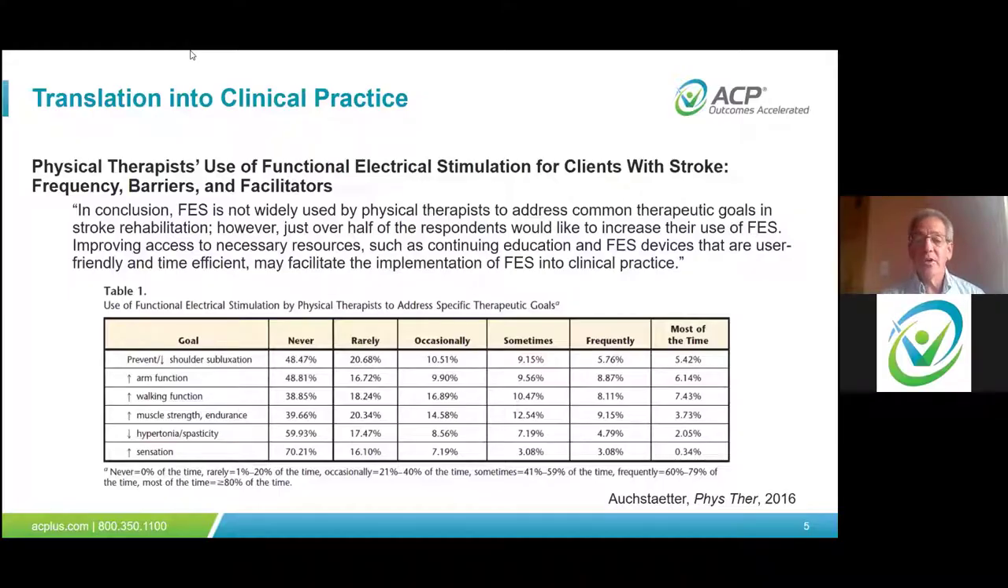And that's quite a significant difference between the research-based evidence supporting these applications, the clinical practice guidelines advocating for them, and the actual practice of it. And the observation that they made from the results of their survey is that most respondents would like to increase their use of FES, but to do so, they have to improve access to necessary resources such as education, as well as devices that are user-friendly and time-efficient. So that really sums up the purpose of this training, which is to help provide the educational component that we're looking for with regards to understanding how it can be used and the evidence behind it.